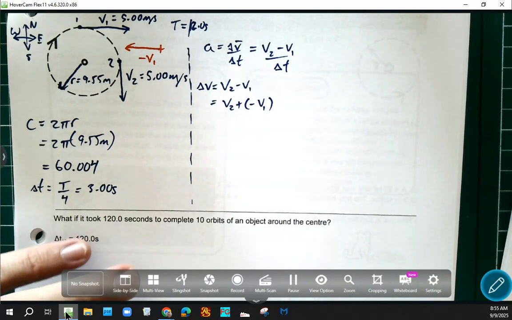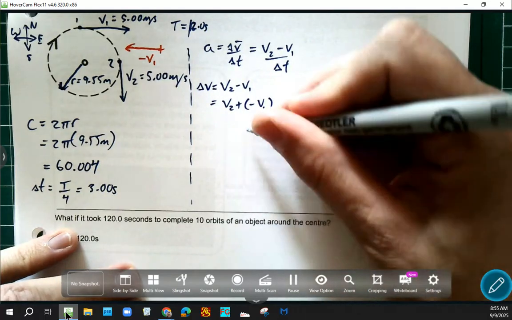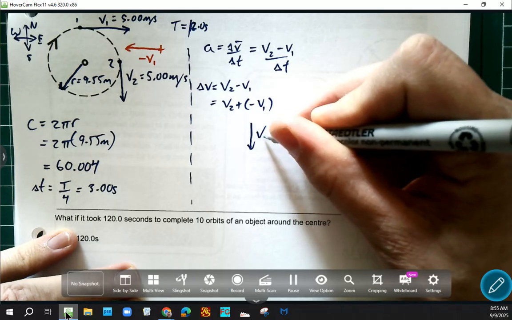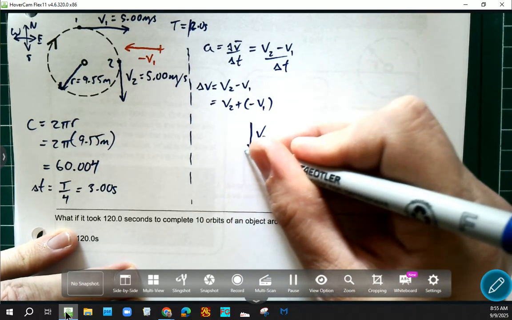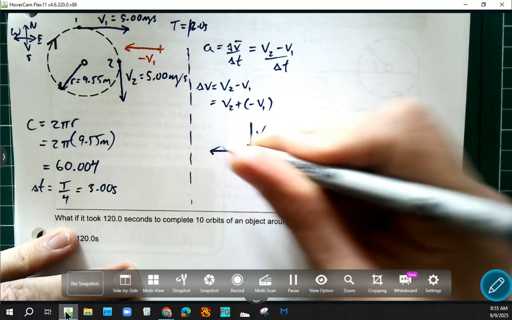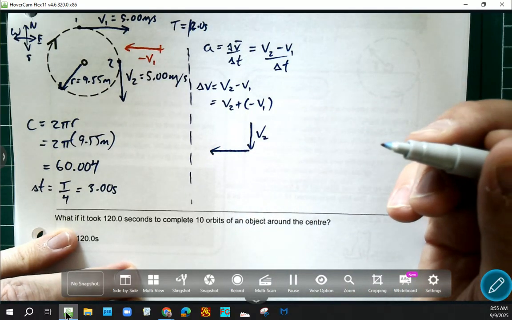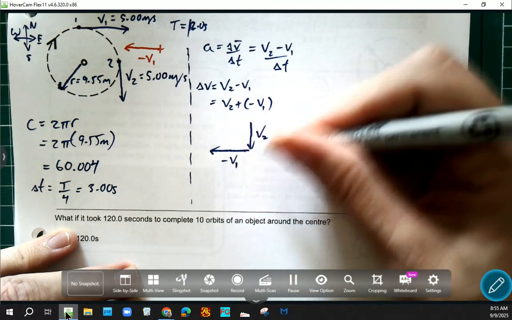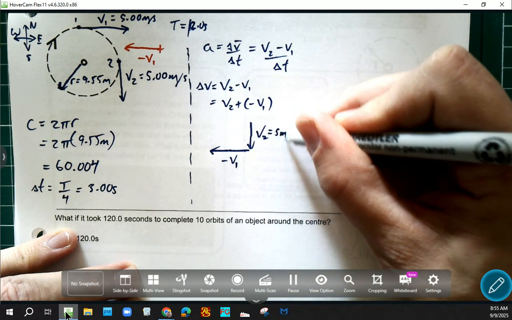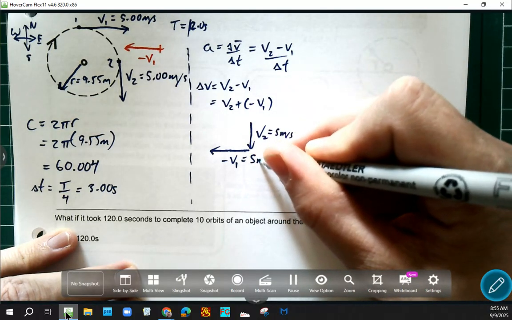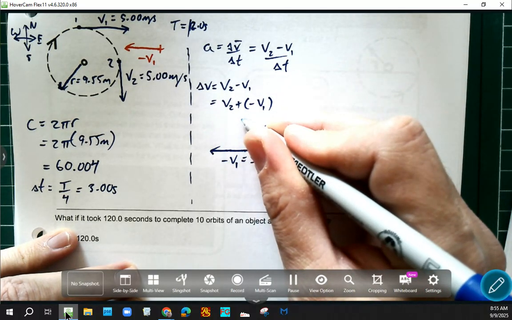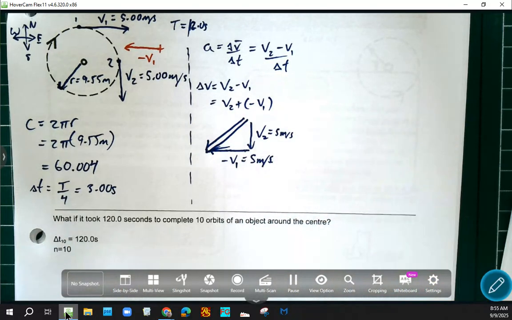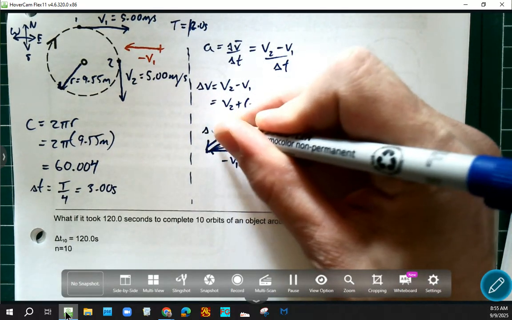So then if I was going to do V2 plus negative V1, tip to tail, V2 would look like this, as stolen from that picture on the left-hand side there, plus negative V1, which is the same thing as minus V1, because subtracting is just adding in a negative kind of way, right? So minus V1. Magnitude-wise, this one is 5 meters per second. Magnitude-wise, this one is 5 meters per second. And then if I were to draw in the resultant vector, I'll do it as a big, bold, double vector. That would be our delta V.